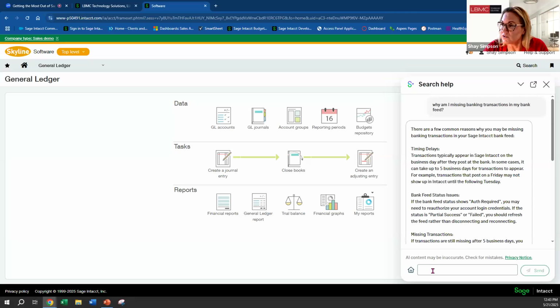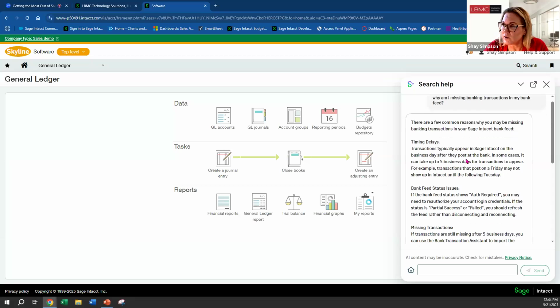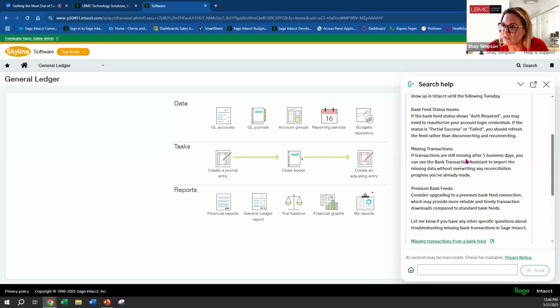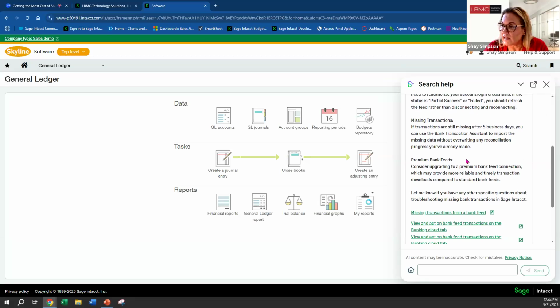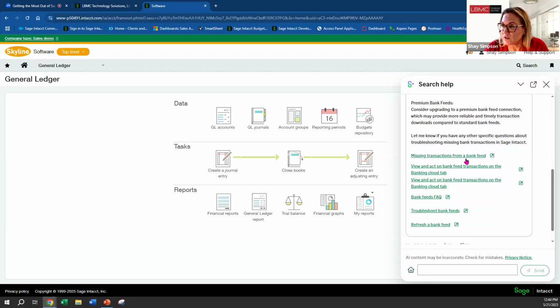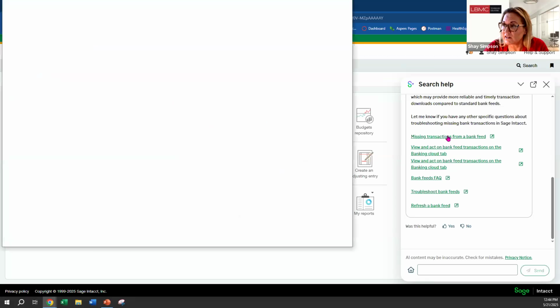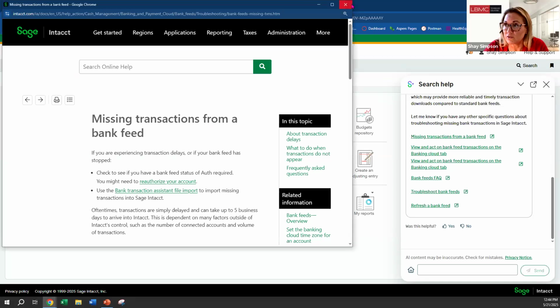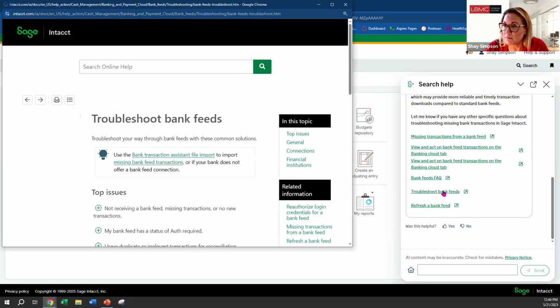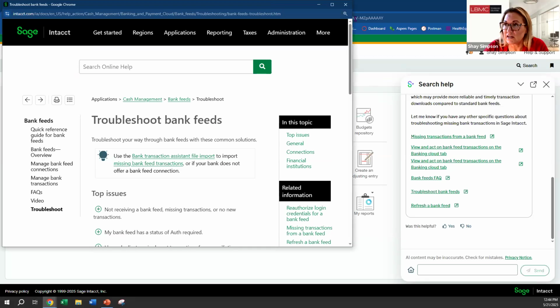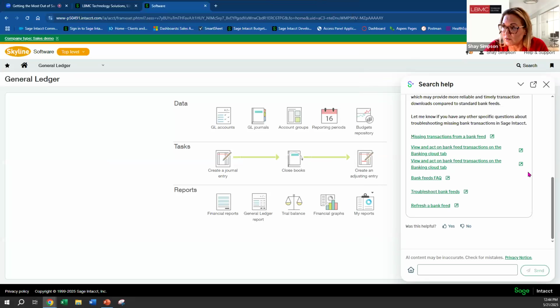And obviously it is going to come up with a little bit. Now I can start getting real-time information on some of the occurrences of why I may be missing some of this. Notice that before, we looked at troubleshooting, and we even looked at missing transactions from a bank feed. Now I can go directly to my help, troubleshooting bank feeds. It's now going to take me directly to the help.